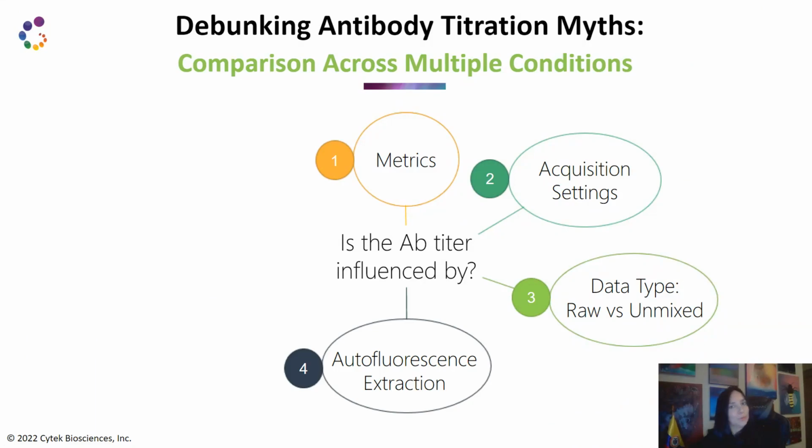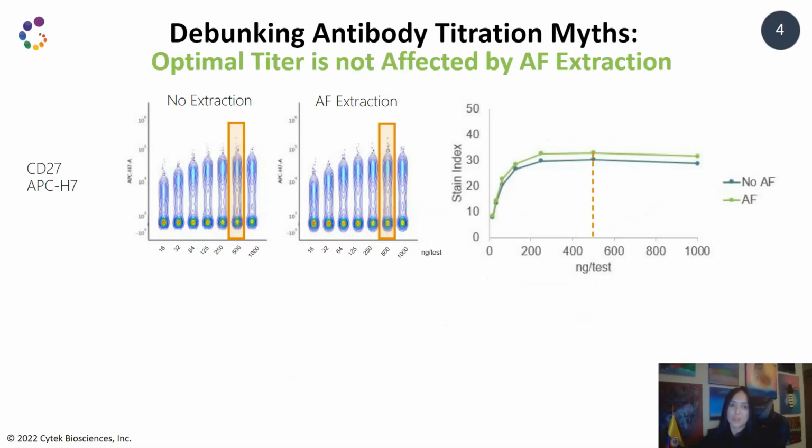What if you extract autofluorescence? Does it matter in terms of the optimal concentration of antibody? First, this part will depend more on the fluorochromes: how much light the detector that is giving you the signal for a fluorochrome is getting just from unstained cells, or from the autofluorescence. And here I'm showing you CD27.